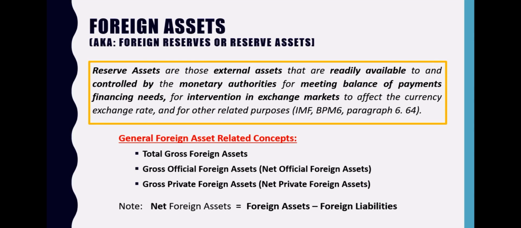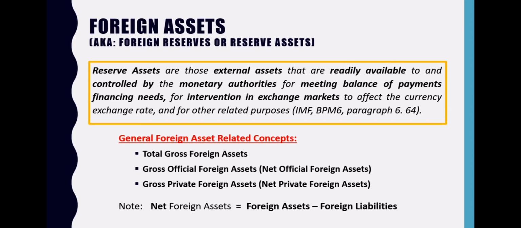When it comes to even a very brief discussion on foreign assets or reserve assets, we should understand there are different concepts related to foreign assets. So we have a concept known as total gross foreign assets, then gross official foreign assets, and gross private foreign assets. Also, something that we might need to understand, now that we are using the word gross, and then within brackets have also used the term net, isn't it?